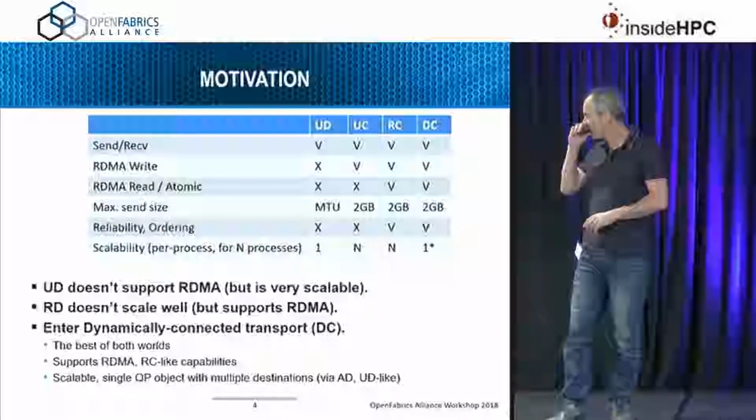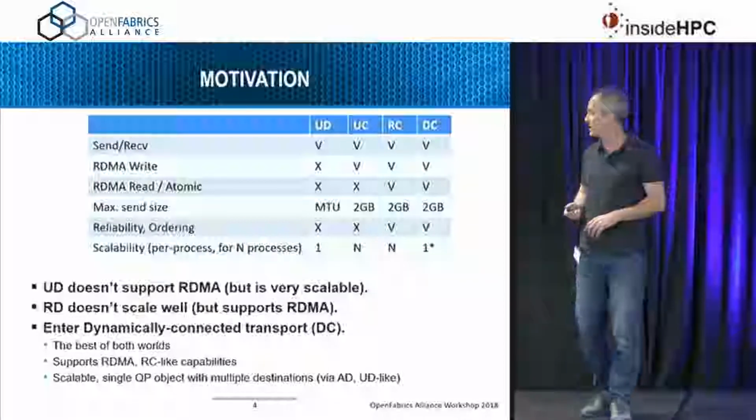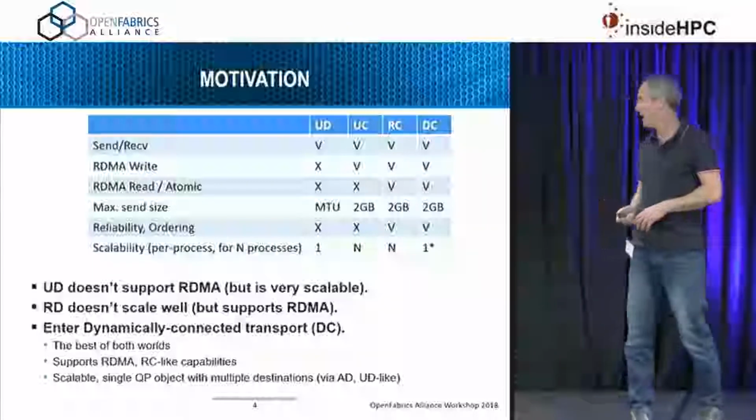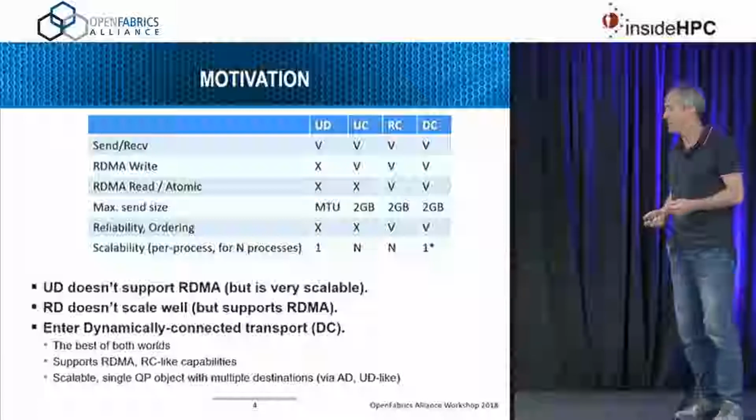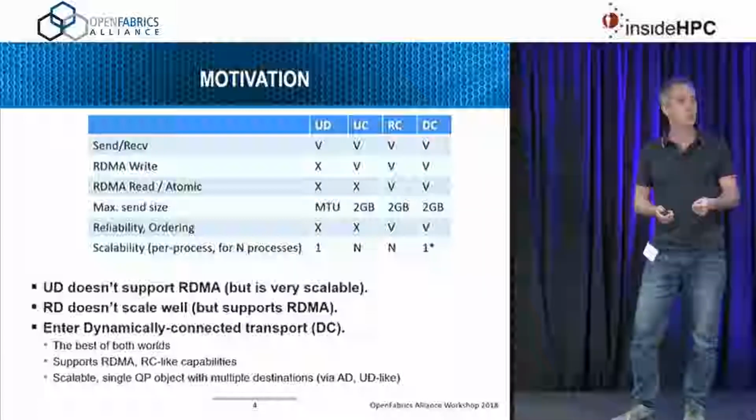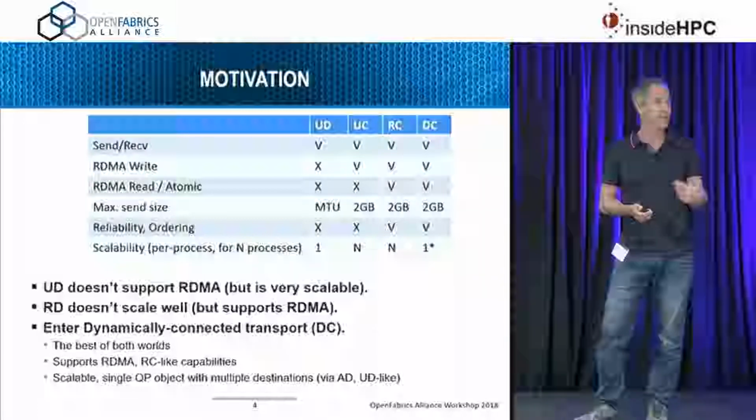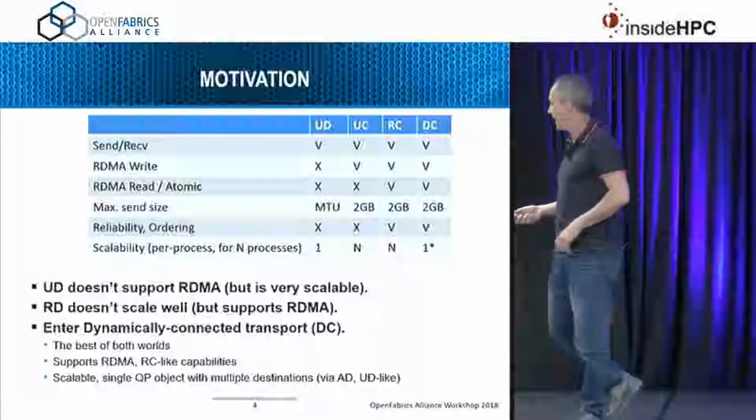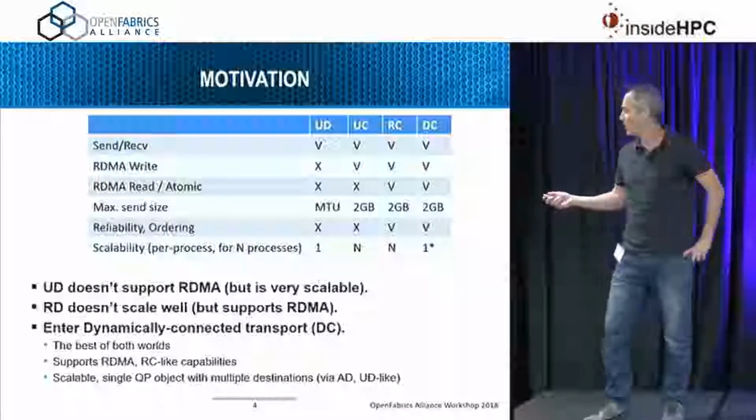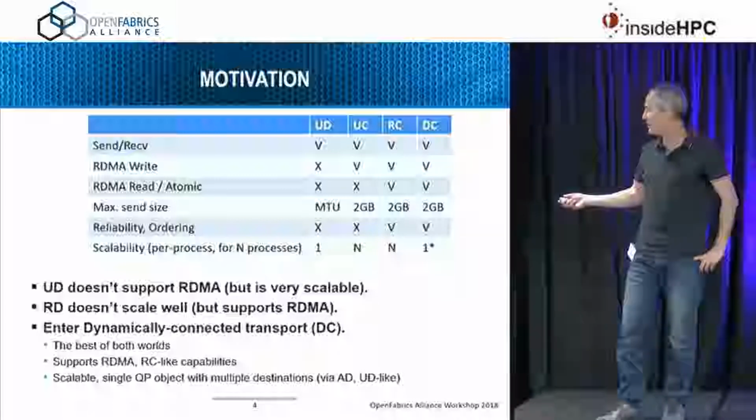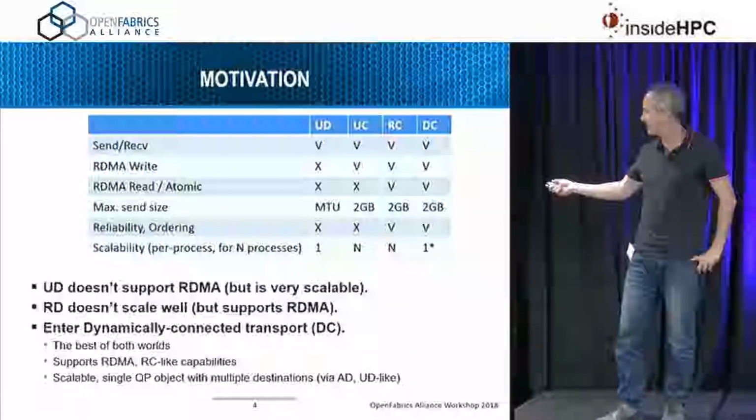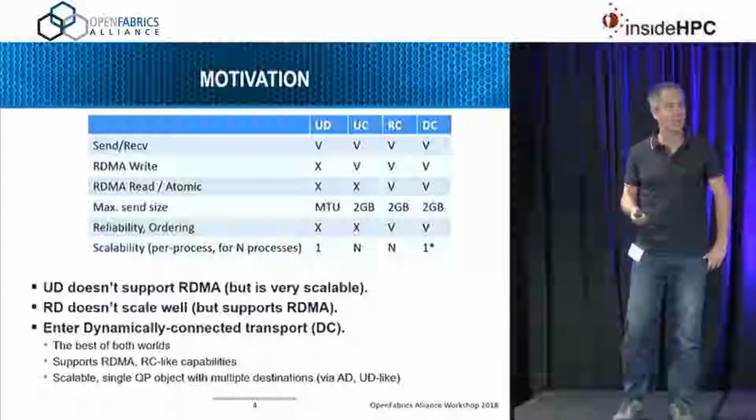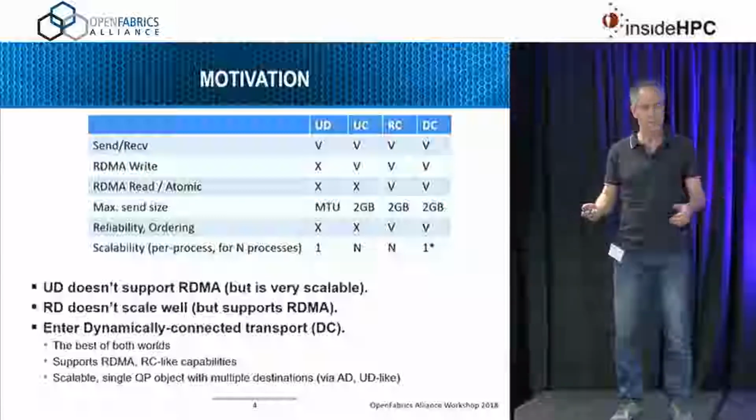So DC supports RDMA, which is like an RC QP. It's scalable because you can send to multiple destinations by having a dynamically connected session, and I'll present this further on. So it's taking some of the RC capabilities, taking some of the UD capabilities with an address handle, and exposing more advanced, scalable RDMA capabilities.